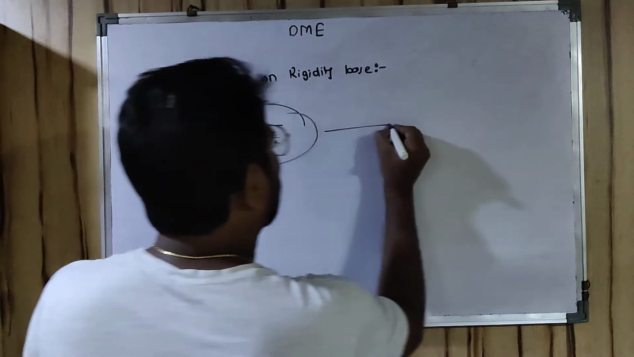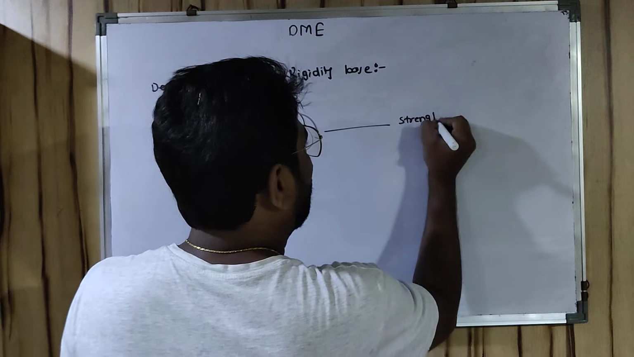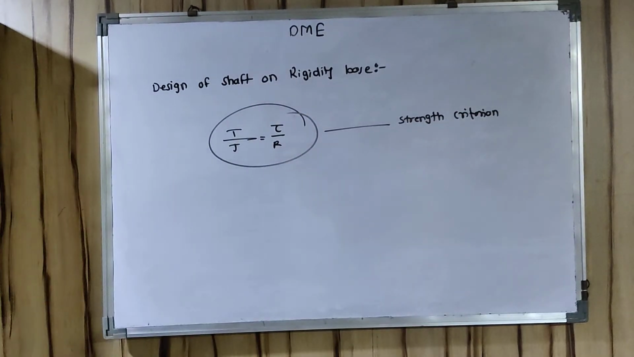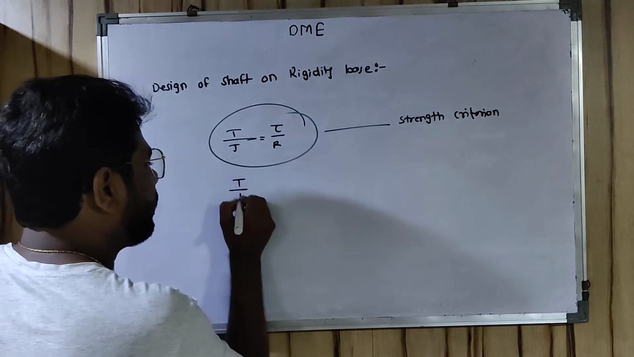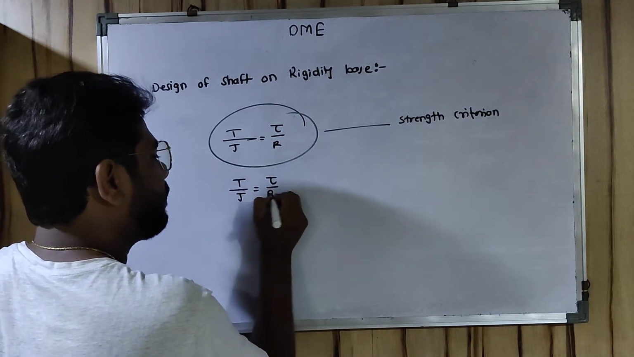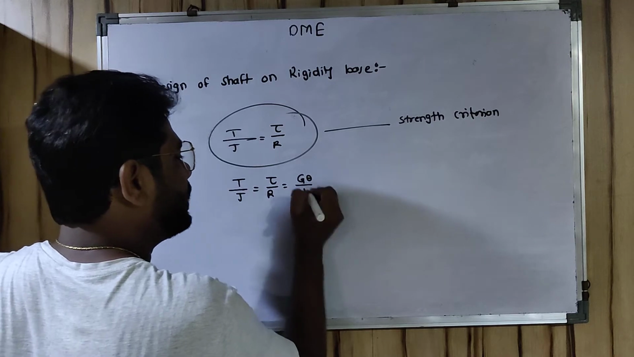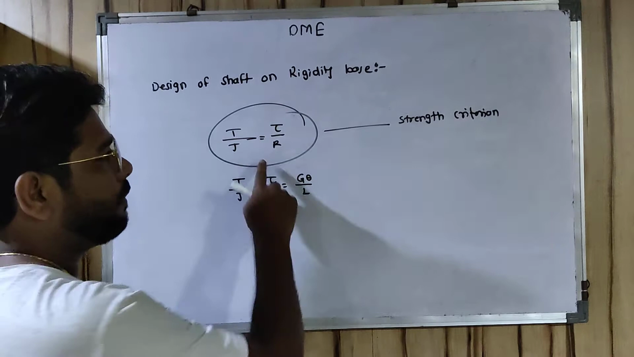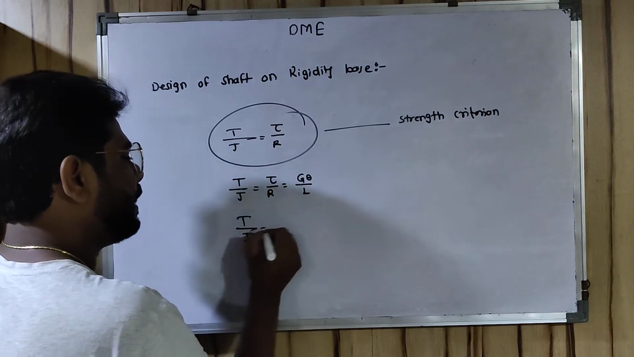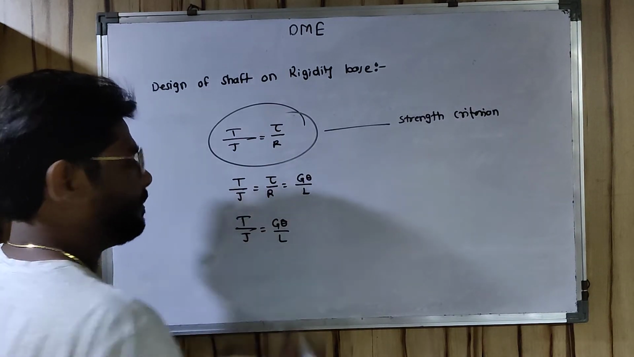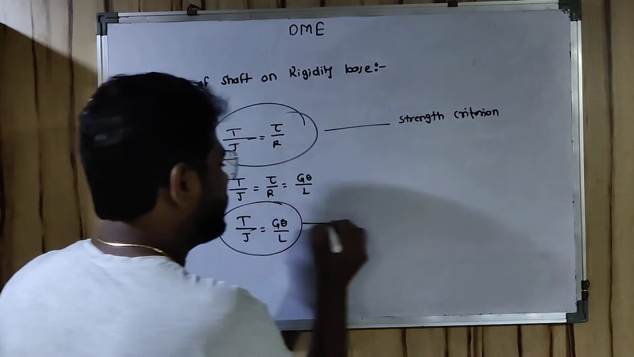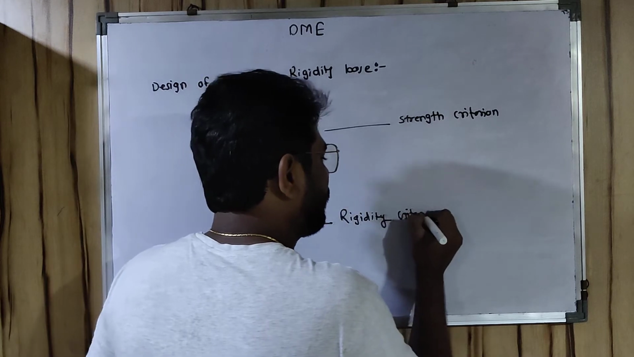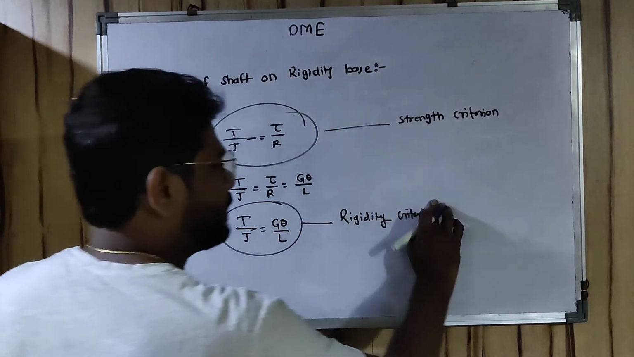But this criteria is called the strength criteria. Which criteria? Strength criteria. What is the torsional formula? T upon J is equal to tau by R is equal to G theta by L. I use T by J is equal to tau by R only for the strength criteria. If I use T by J is equal to G theta by L, this criteria is called rigidity criteria.